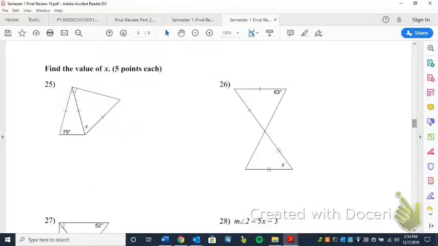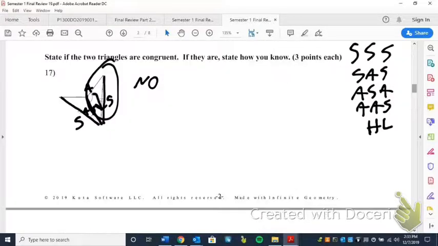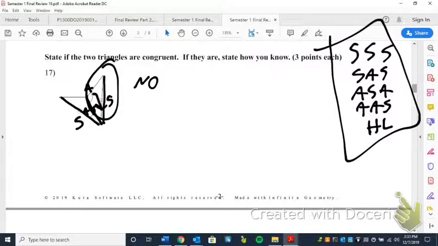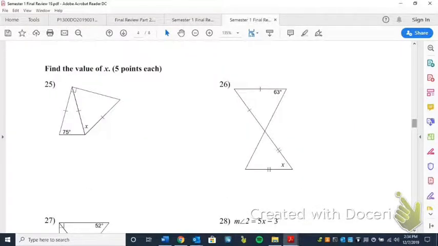Okay. 25, value of x. So 20, 21, 22, 23, 24, those are all similar to what we just did. You need to use your knowledge on them. Remember, go back to this slide, and you have to have one of those 5 theorems in order to prove congruency. So if you get stuck on them, I'll help you when I get back.